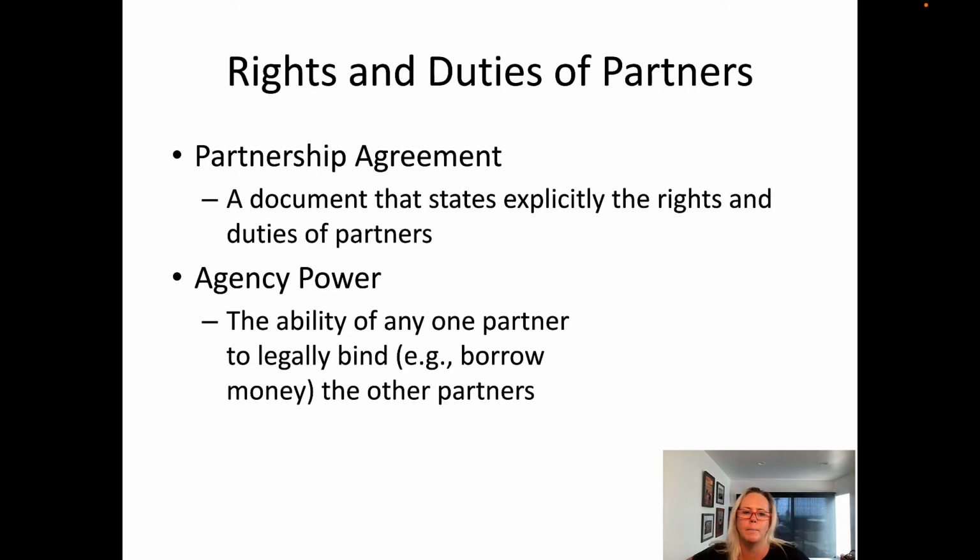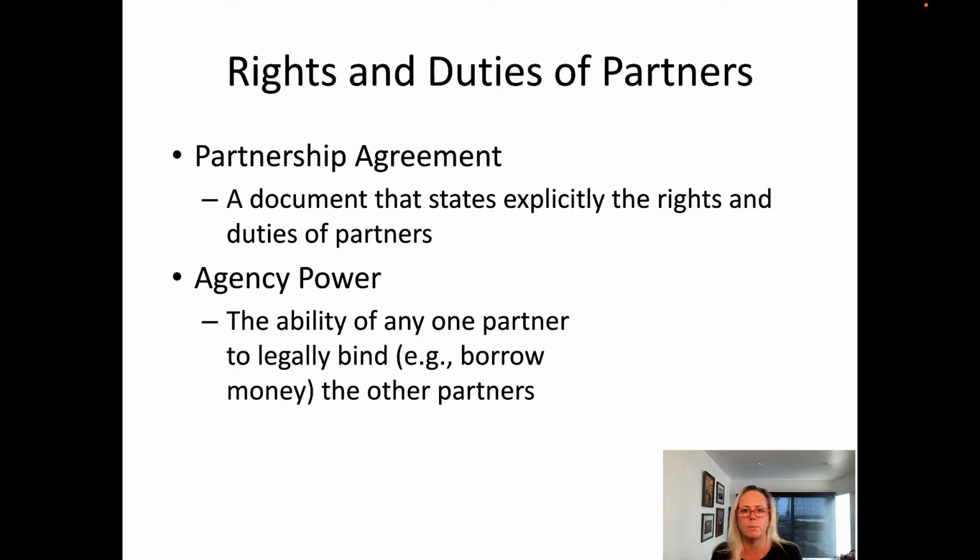Again, you want to have a partnership agreement that specifically lays out the rights and duties of the partners, who's bringing what into the partnership, who gets what. And you want to understand that within a partnership, each partner has what's called agency power. That means that each partner has the ability to tie the partnership to any kind of legal agreement that they enter into, regardless of whether the other partners want to do it or not.